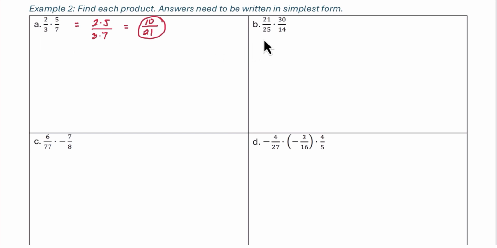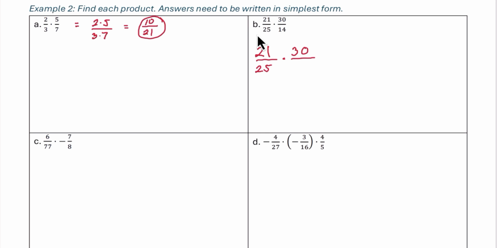In our next example, we have 21 over 25 times 30 over 14. Notice that there are common factors in the numerators and denominators. 21 and 14 have a common factor of 7. 25 and 30 have a common factor of 5. So we can multiply first, or we can reduce and then multiply. Sometimes reducing and multiplying is the easier way. So let's look at how we can do that.